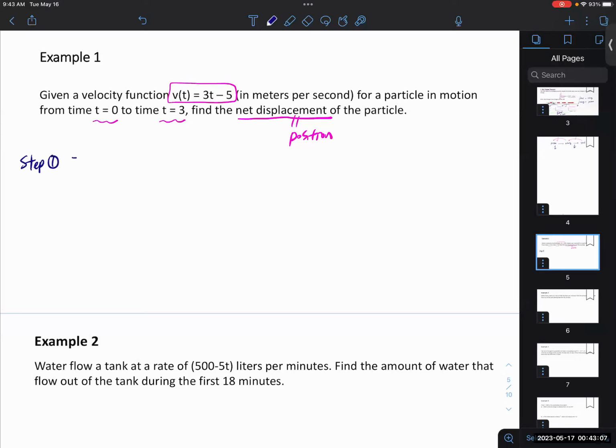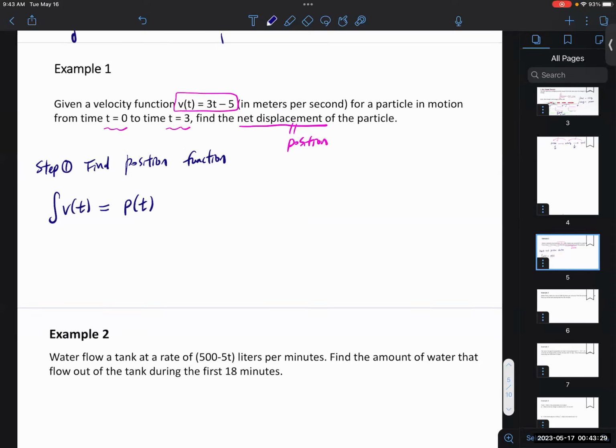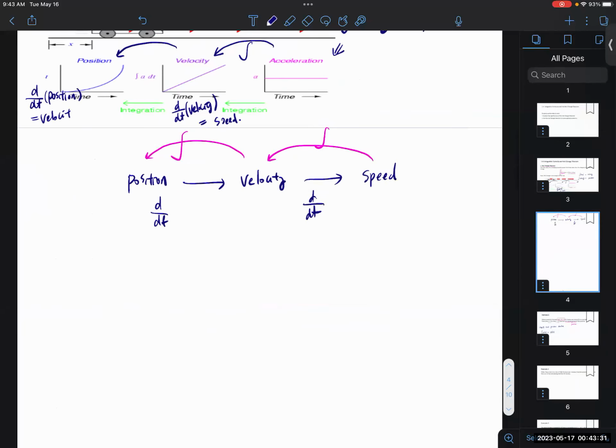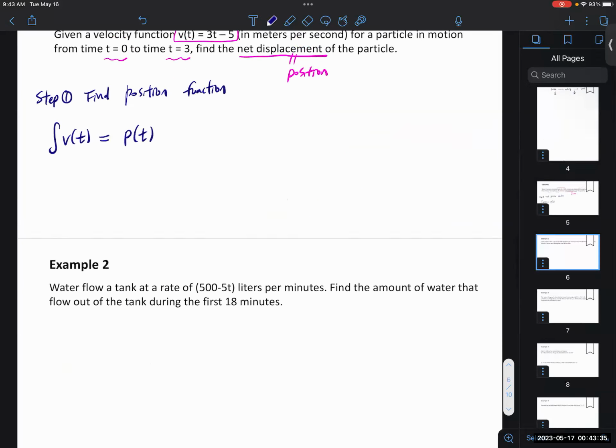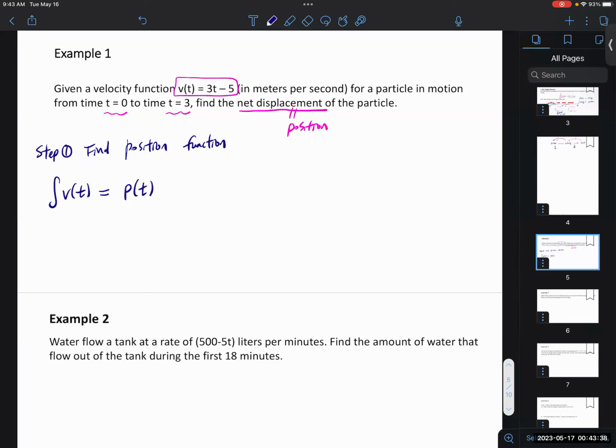Let's find the position function. So we have a given velocity function. If you're taking the integral of the velocity function, you will get the position function, correct? That's the relationship we literally talked about right there. If you take the integral of the velocity, you will get back the position function. So we're going to set up that idea.